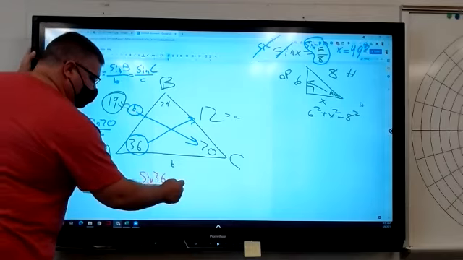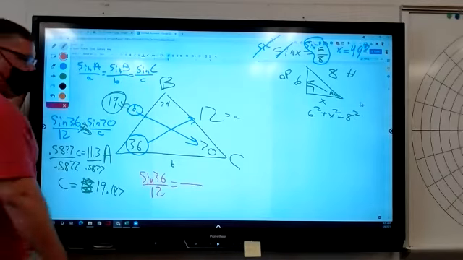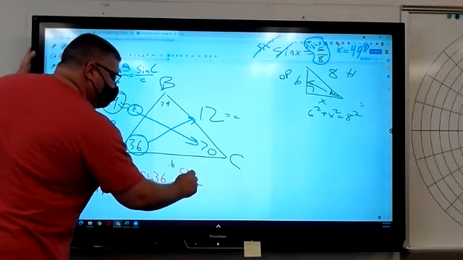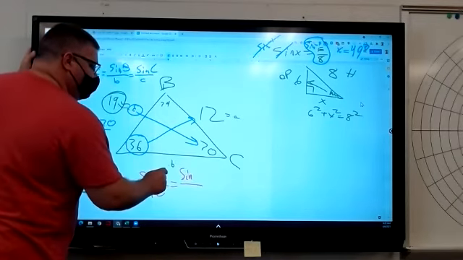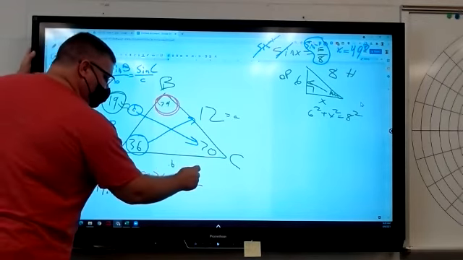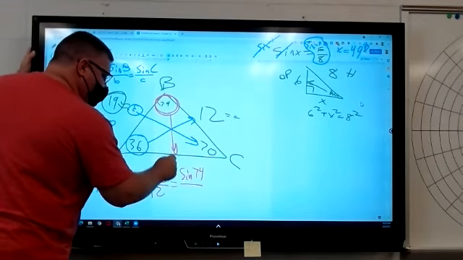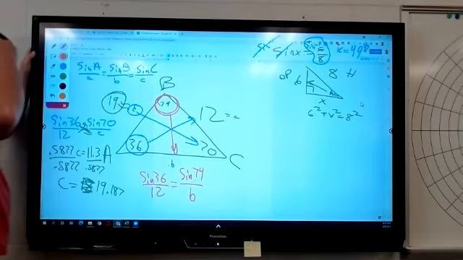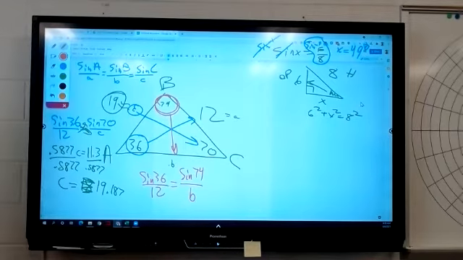Now, to find B, I'm going to say equals what? So I'm going to say sine of 74 goes with little b. At this point, can I cross multiply? All right, let's do it.